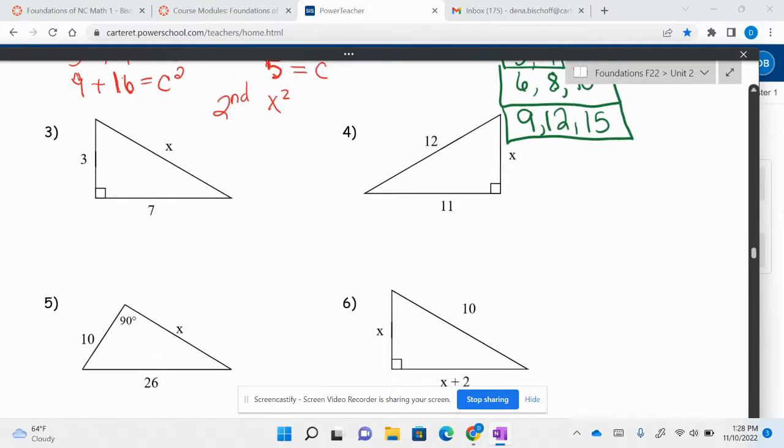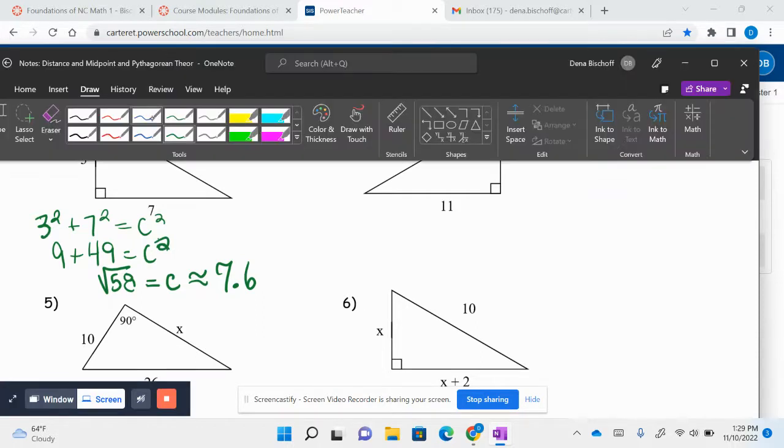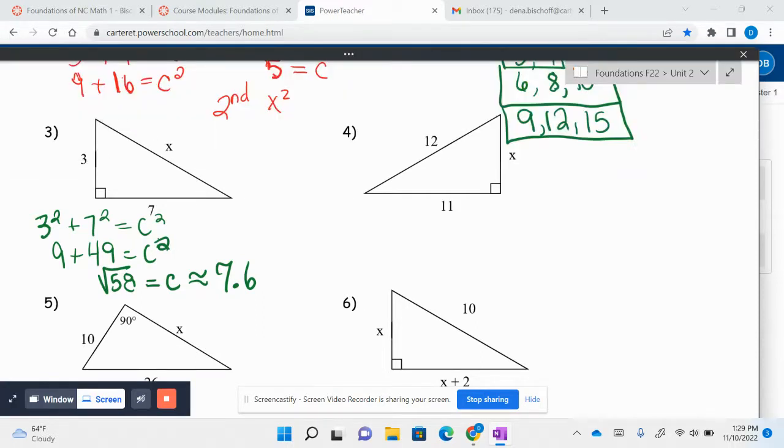Do you guys feel like you could set that one up? Okay. So 3 squared plus 7 squared equals c squared. 9 plus 49 is c squared. And the square root of 58 is c, which is about 7 point what? 7.6. Okay. So for example number 4, what are we trying to find? We're trying to find c.